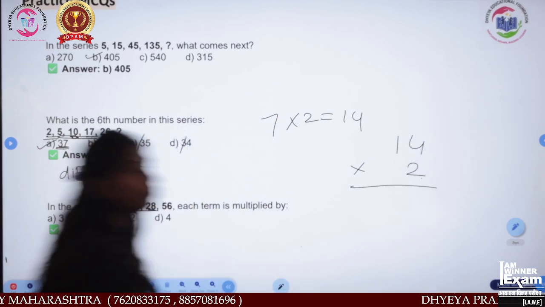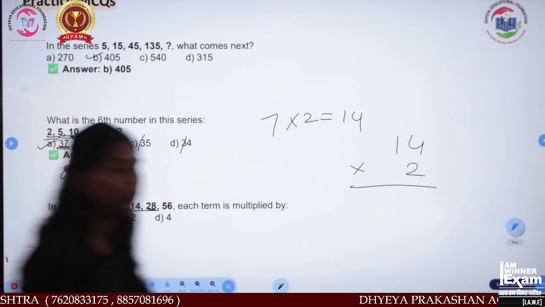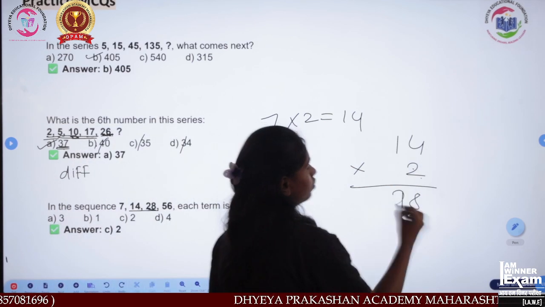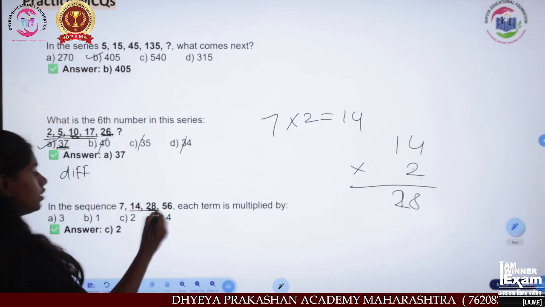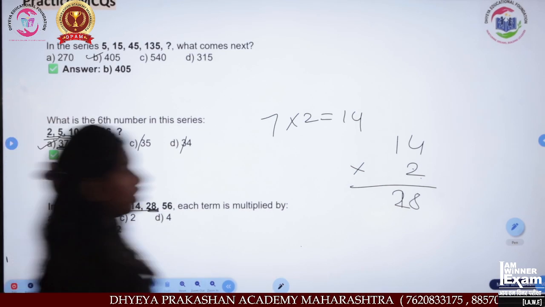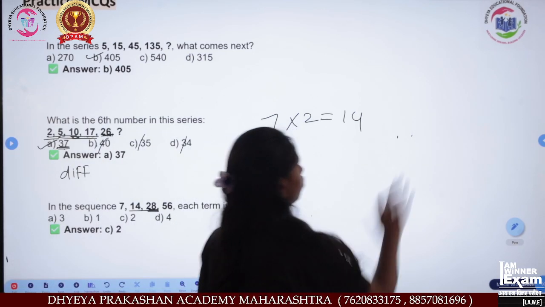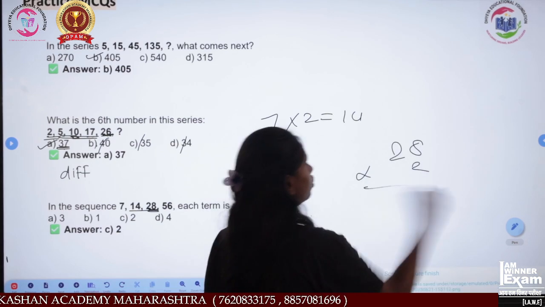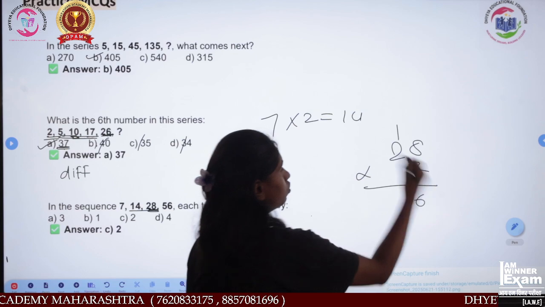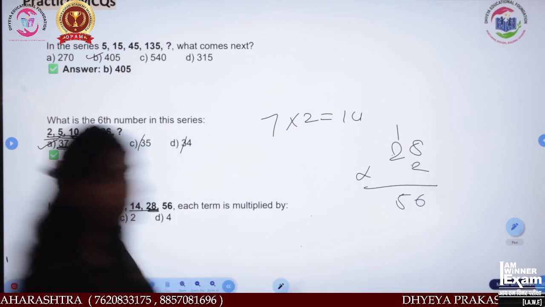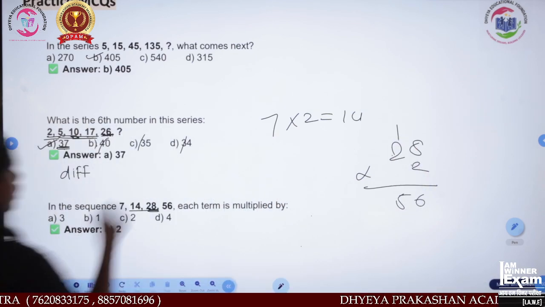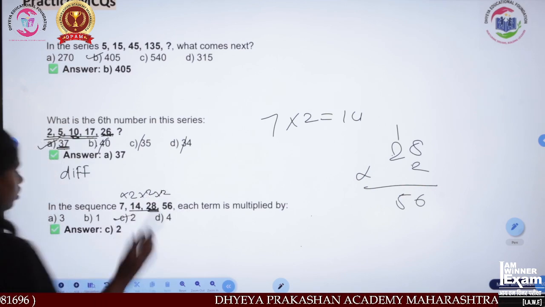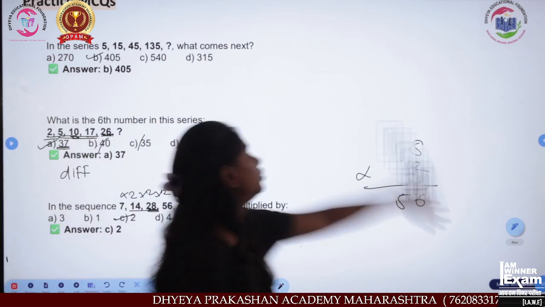So take 14 multiplied by 2. 2 4s are 8, and 2 1s are 2. So it will be 28, right? Let's again check if we multiply 28 by 2, we will get 56 or not. 2 8s are 16, 2 2s are 4 plus 1, 5. So 56. So here each term is multiplied by 2, right? So C is the correct option here.